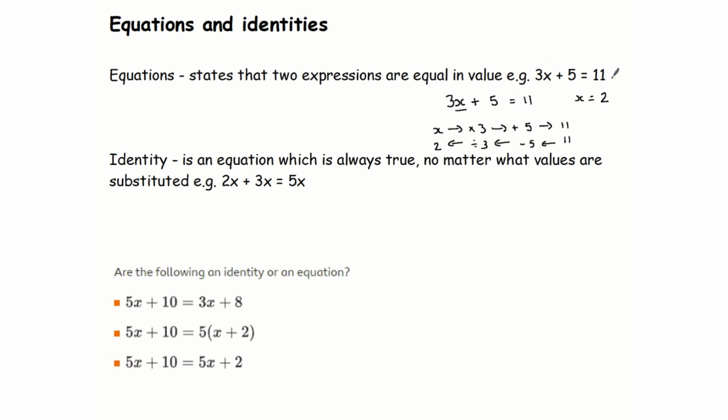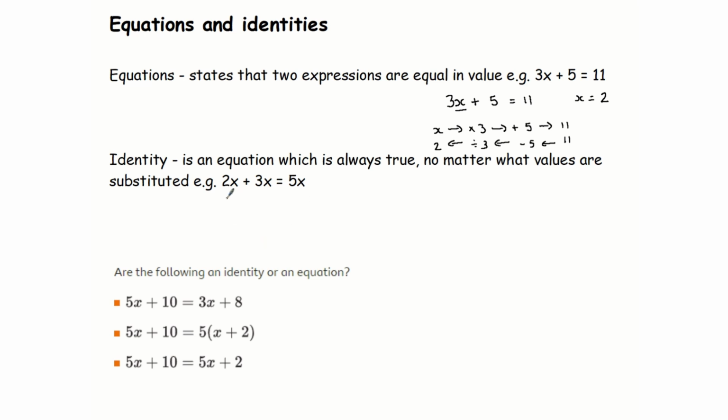So when we've got an equation, we know that we can work out the value to make the two expressions equal. An identity is an equation which is always true no matter what values are substituted. So if we notice here, 2x add 3x is equal to 5x. So basically whatever's on one side of the equal sign is equal to the other.